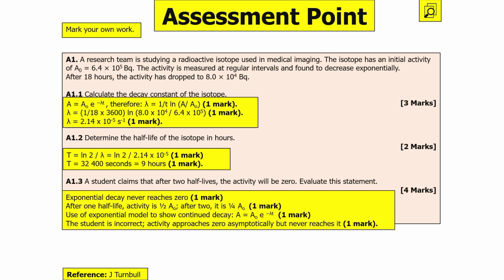Now, it's also important to know that exponential decay will never reach zero. After one half-life, the activity is half the initial, so after two, it's a quarter of the initial. We could use the exponential model of A equals A0 e to the minus lambda t to show that it's exponential, so the student is incorrect. The activity will approach zero, but never reach it.